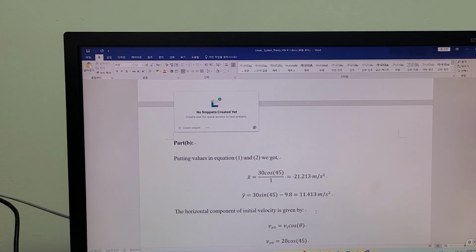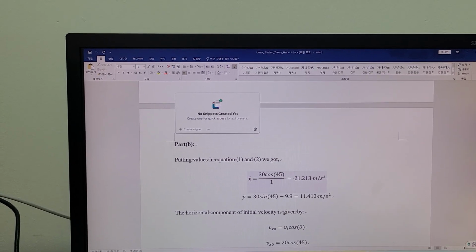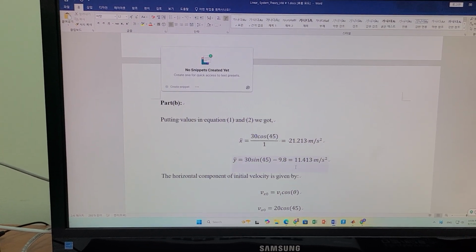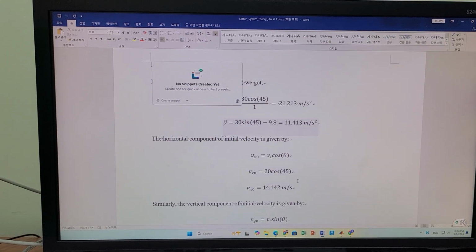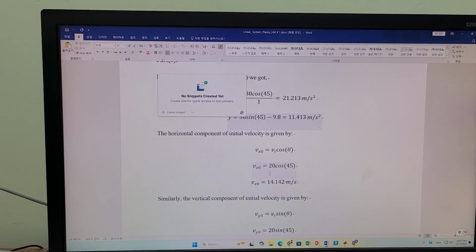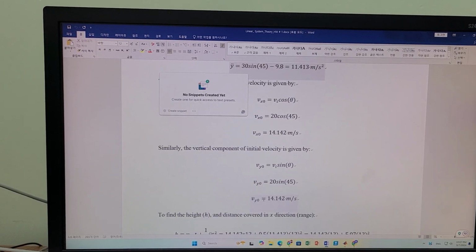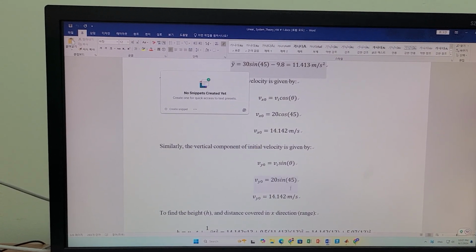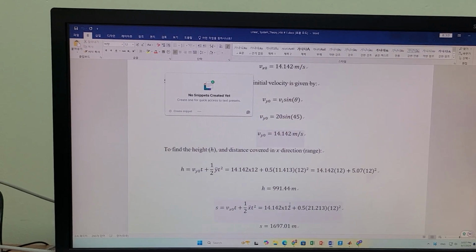By putting in the values of the thrust and the angle, the x component of the acceleration is equal to 21.213. Similarly, the y component of acceleration comes out to be 11.413. The initial condition for the velocity is 20 cos 45 for the x component, and similarly for the y component we have 20 sin 45 degrees. That comes out to be 14.142 meters per second.